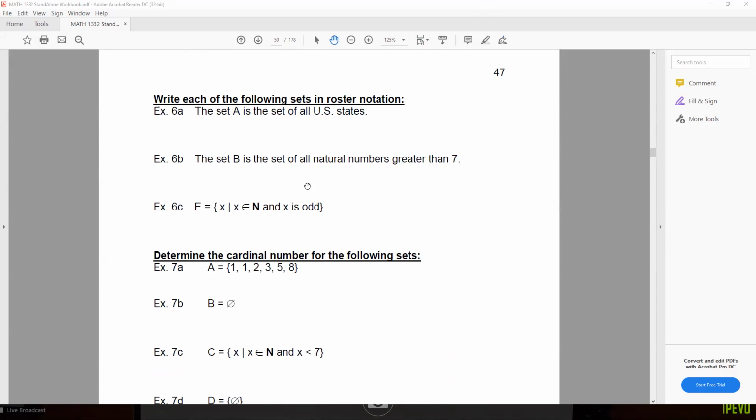Write each of the following sets in roster notation. I don't think I'm going to make you do that because I don't want to do that. Let A be the set of US states. So you would say A is equal to, and then list every single state, which we're not going to do. Let's do 6B though. Write that down. Write each set in roster notation.